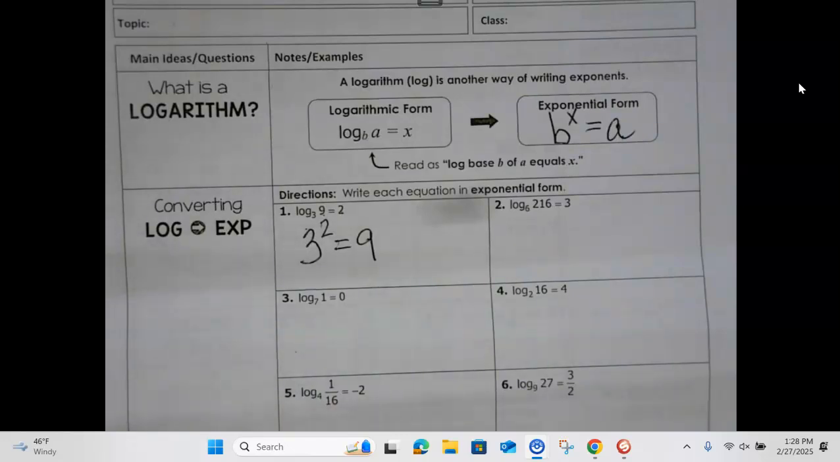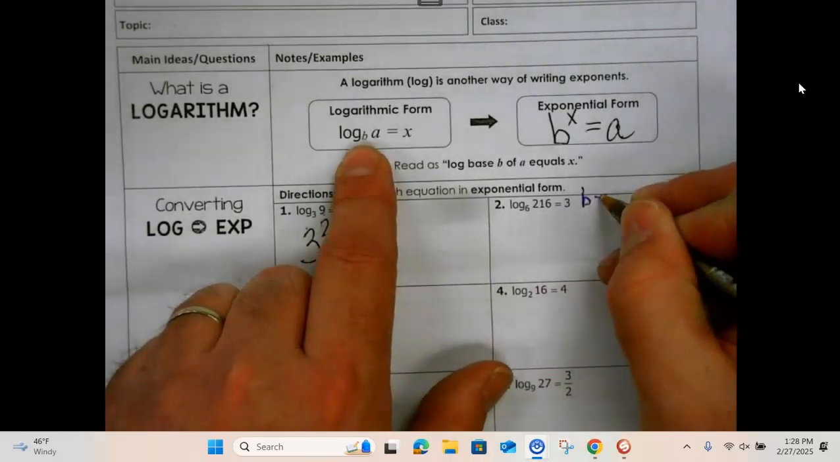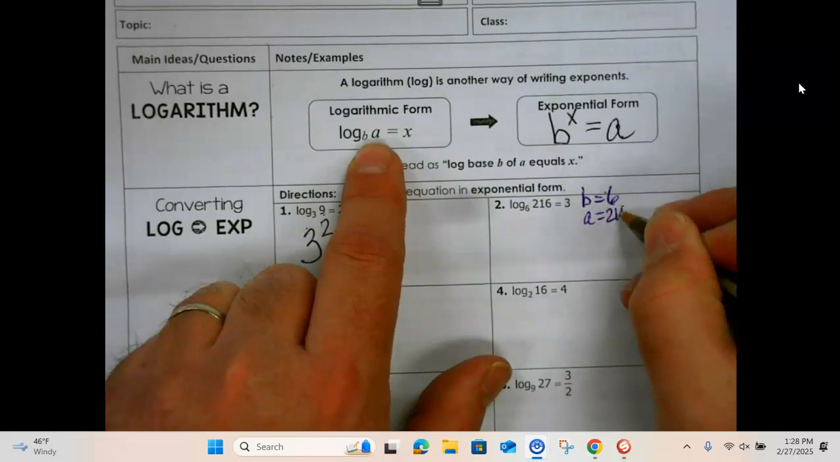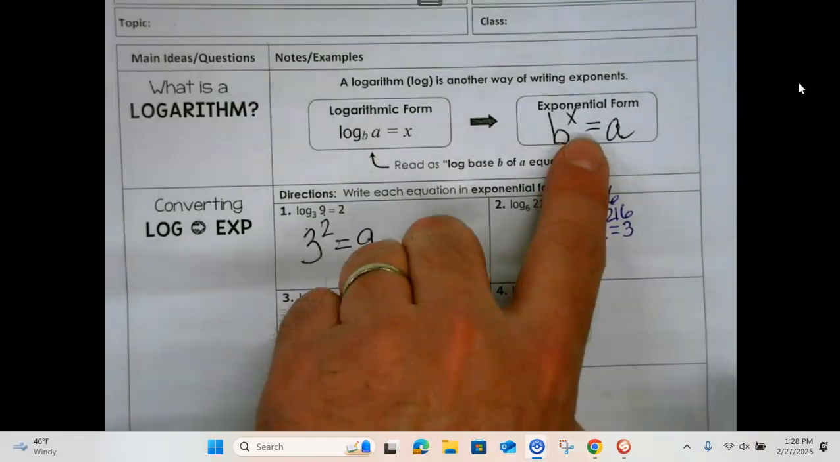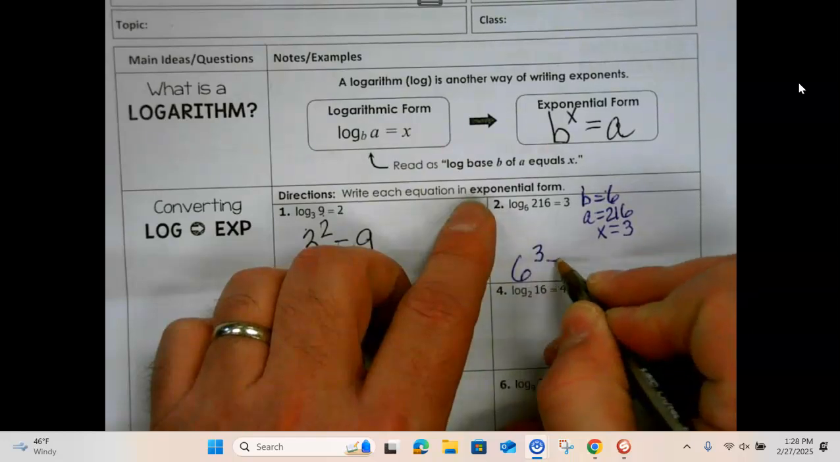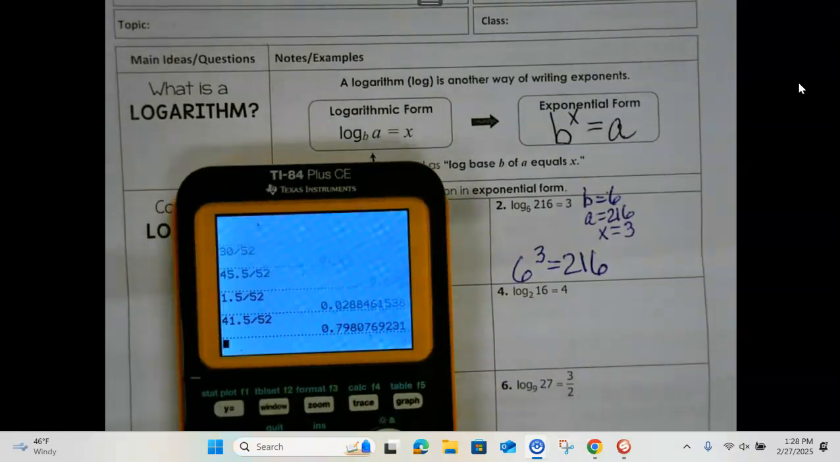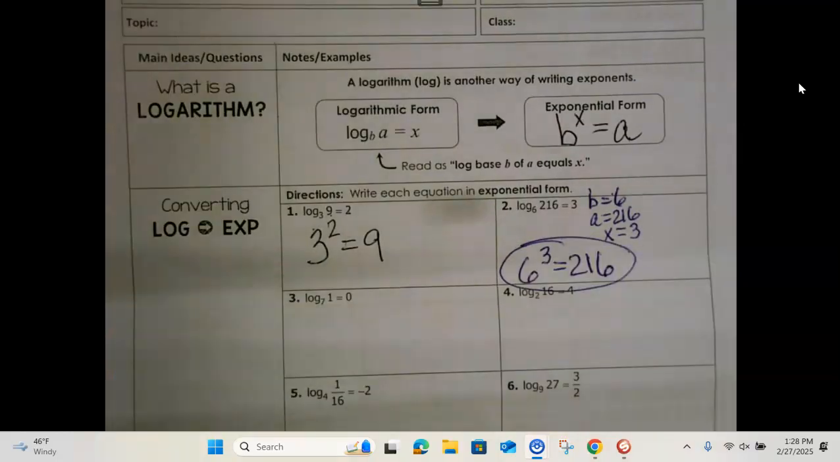And so I would even suggest that if you struggle with this a little at the start, maybe you look at this and you go, okay, so b is 6, a is 216, and x is 3. And then I just look straight at the form. B to the x power equals a. Just to show you that I'm not crazy, 6 to the 3rd power is 216.